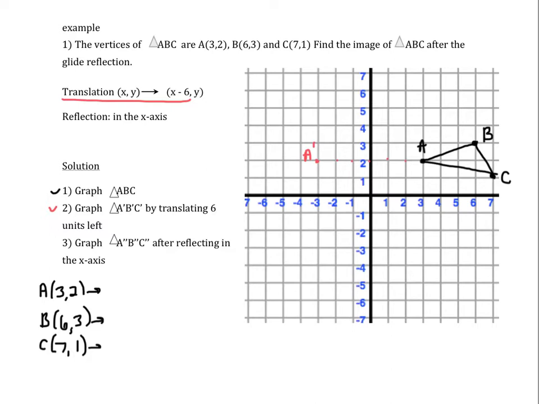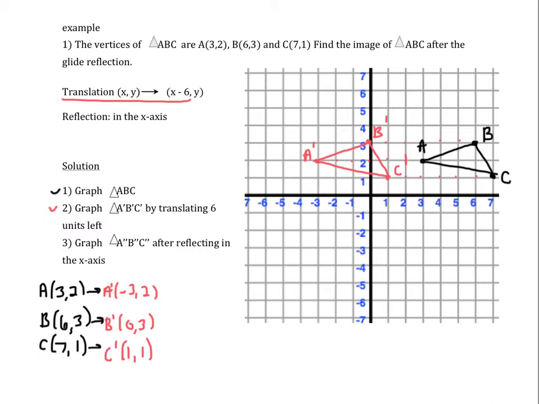And A prime has coordinates -3, +2. Okay, and do that with the remaining 2 points and then draw your triangle. Okay, so that's what your triangle should look like. A prime should be at -3, +2. B prime should be at 0, 3. And C prime should be at 1, 1.